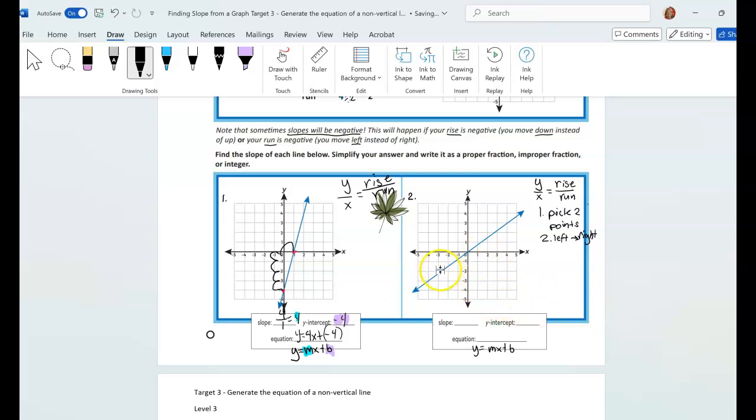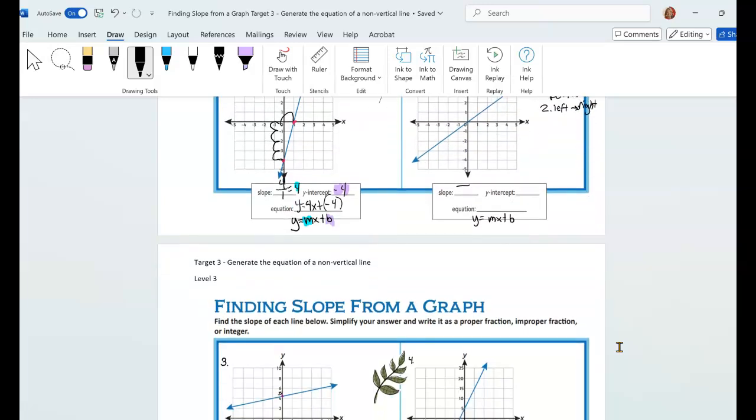You're going to rise up how many? You're going to go to the right how many? The rise is going to be the top number. The run is going to be the bottom number. Y-intercept is where it crosses the y-axis, and then you're just going to plug it in the equation. Ready, go.